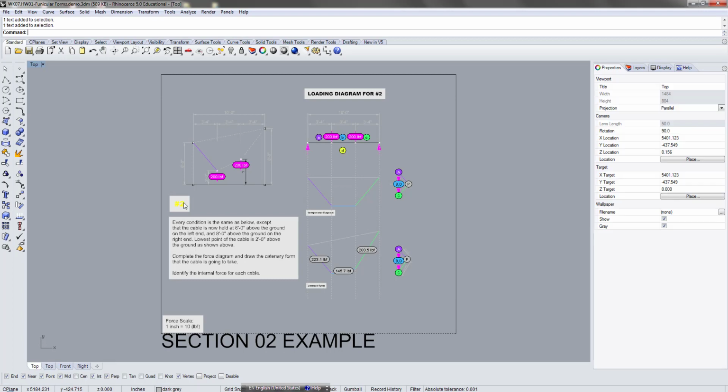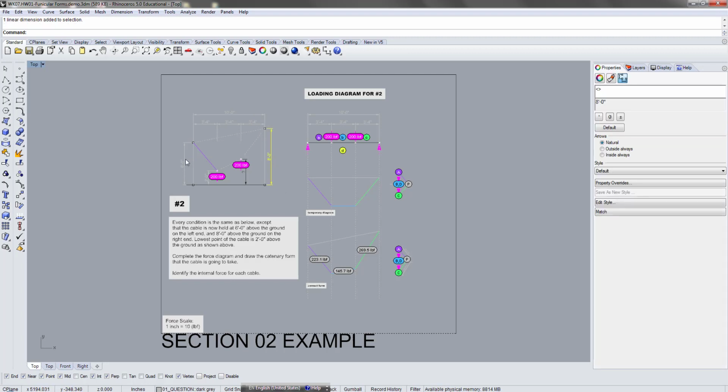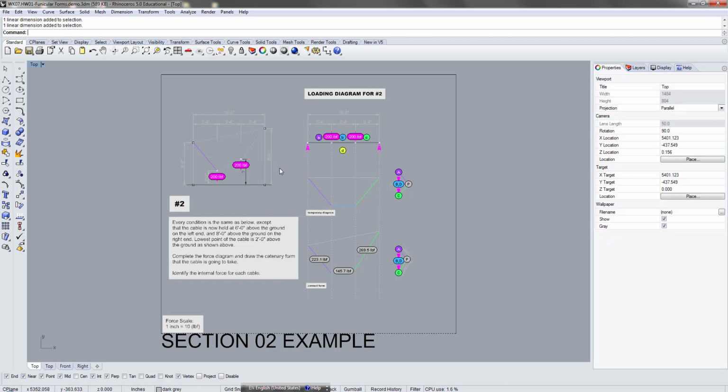So section 2, example 2. Here the only difference is I'm lifting up the right end of the cable 2 feet higher because it's 8 feet instead of 6 feet. Again, we're gonna follow the same exact steps to determine the internal forces as well as the correct shape of the funicular curve.